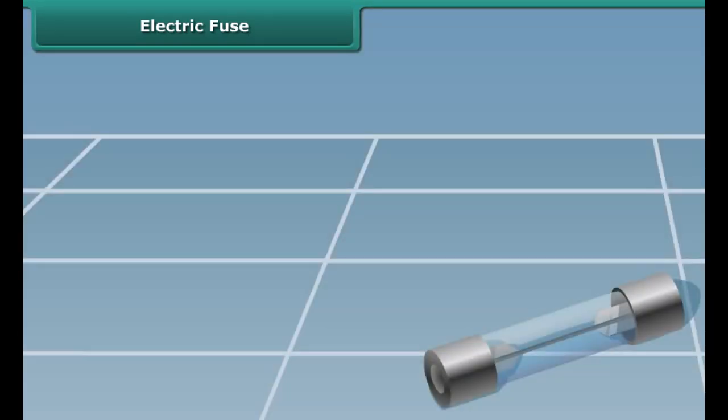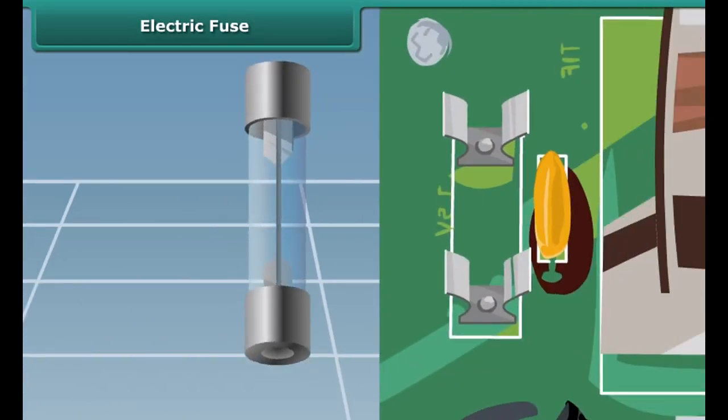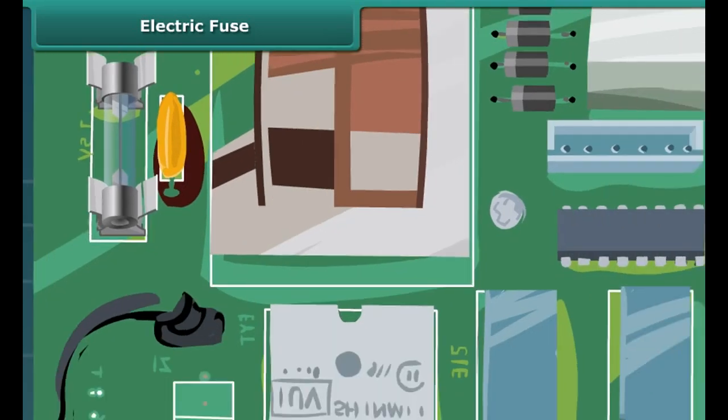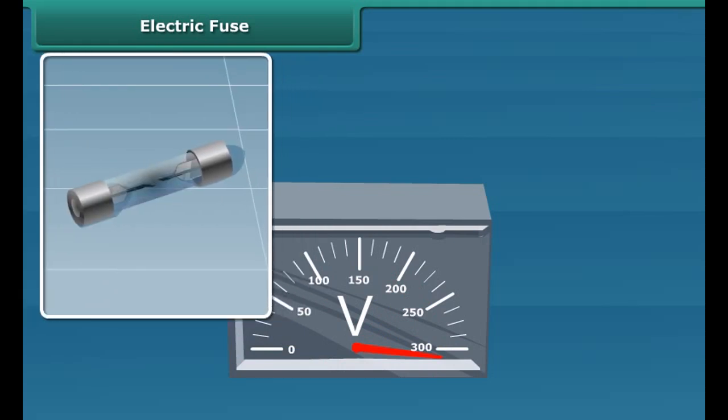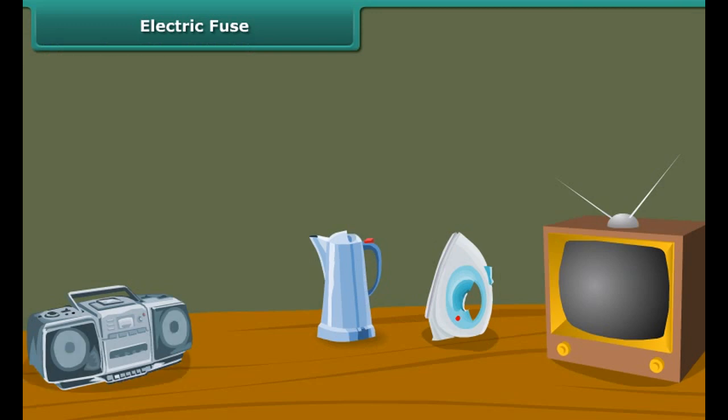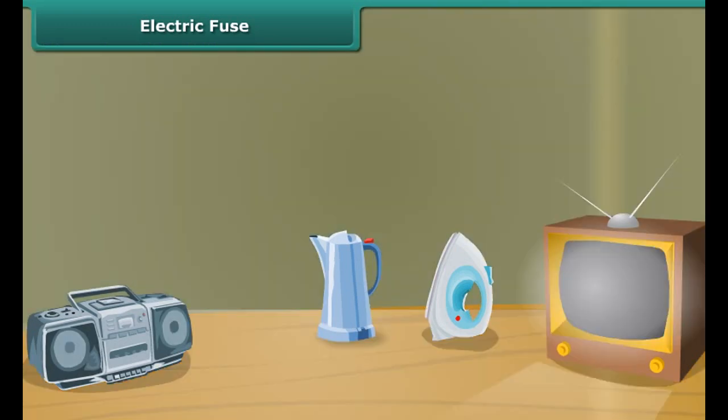Safety fuse is a device that protects an electric circuit. The heating effect of electricity is used in this case. When the current drawn is beyond a certain value, the fuse wire gets overheated, melts and breaks the circuit. This prevents fire and damage to various electrical appliances.